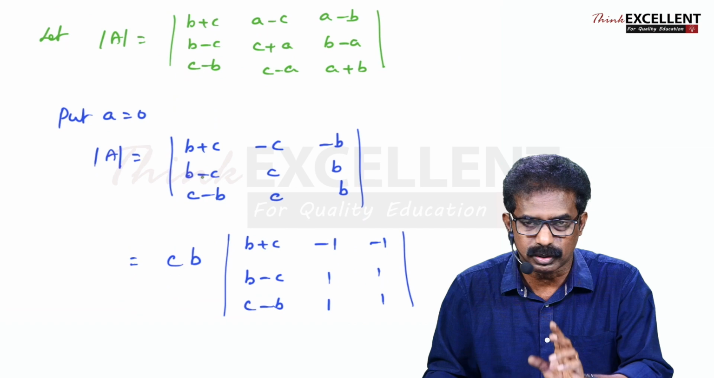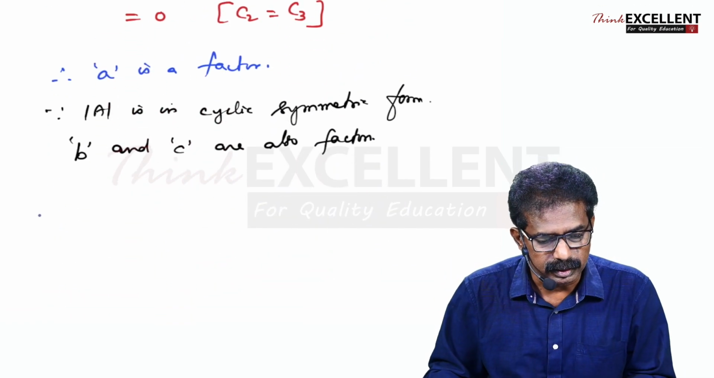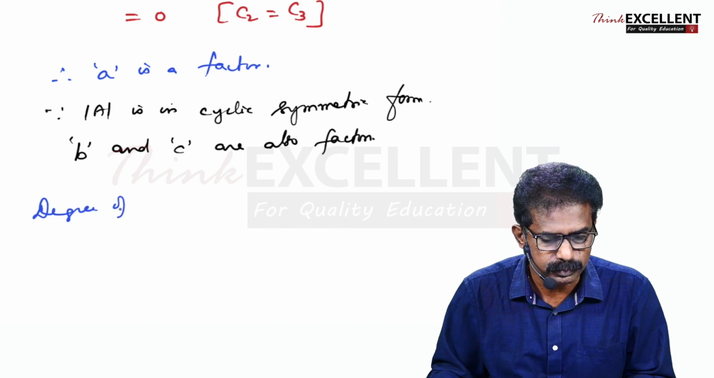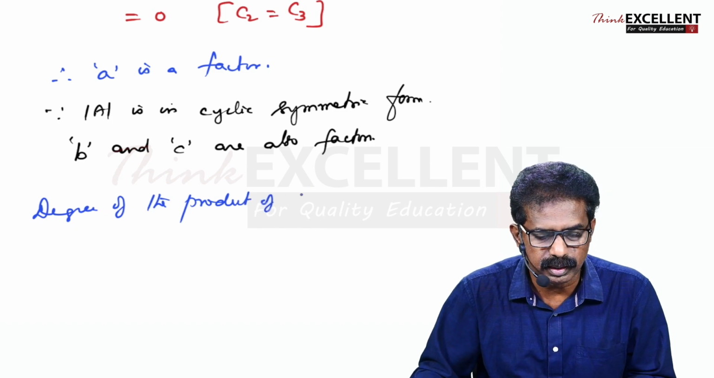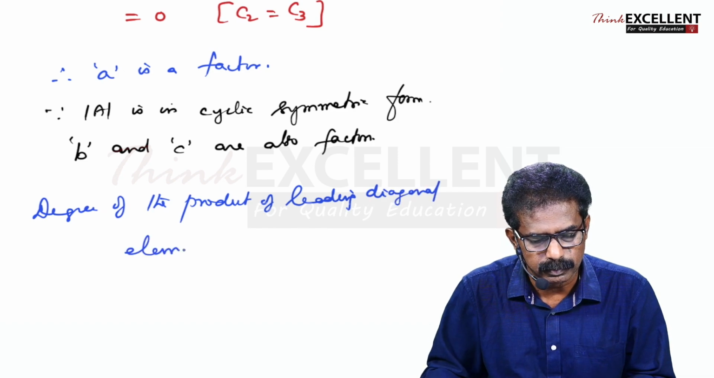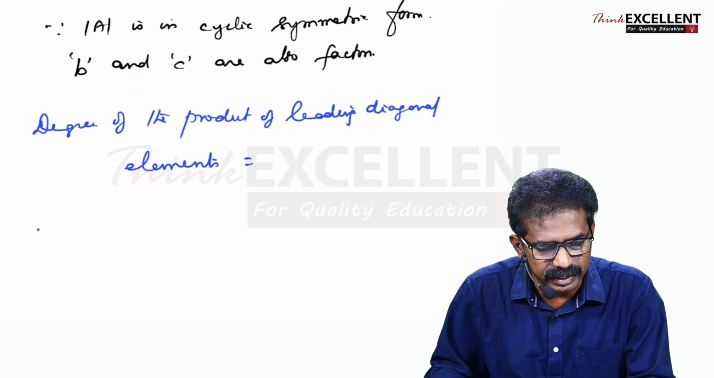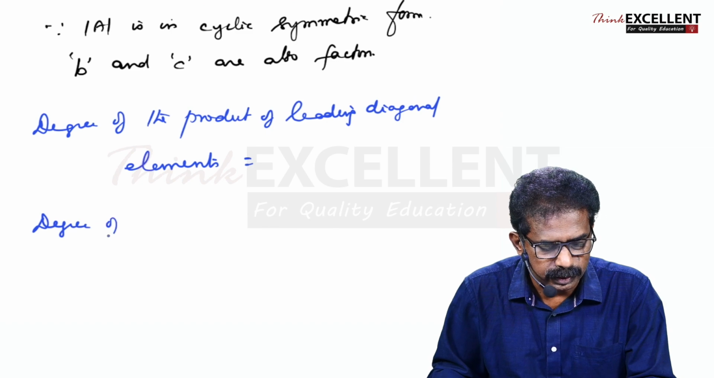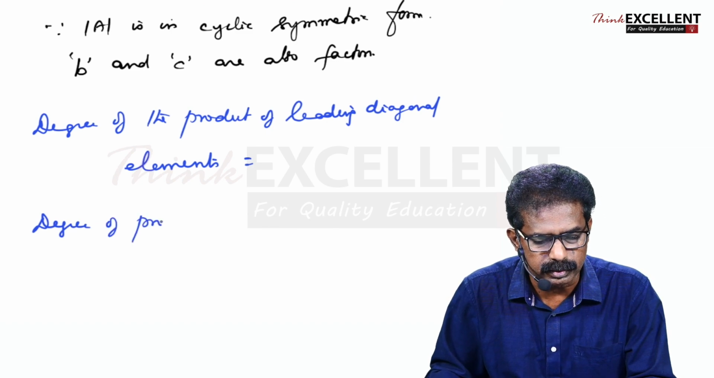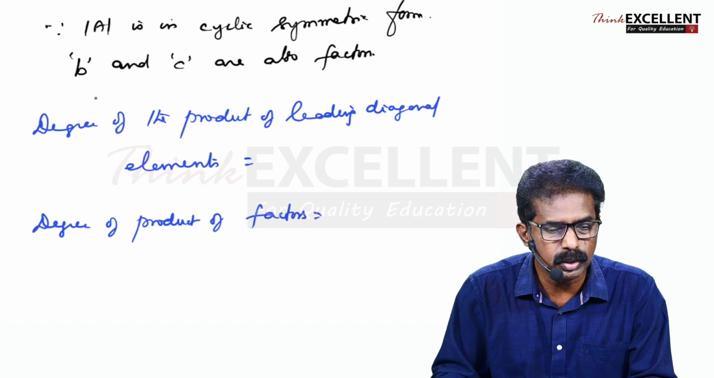Both are equal, right? So now I want to teach you something. That's the only thing I left out. So first we are finding the degree of the product of leading diagonal elements. Also you have to find the degree of the product of factors. Both you have to calculate.